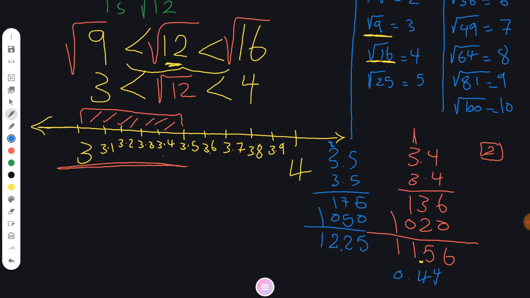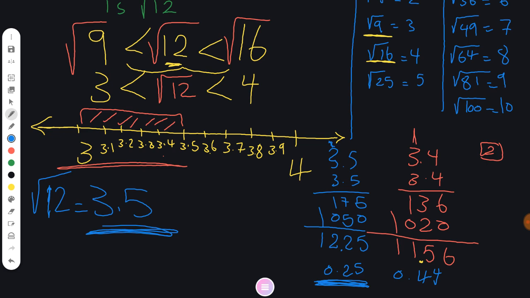Okay, and here is 0.25. So this is very near to 12. The answer here I can write as not only between 3 and 4, but as 3.5. I can write it as an estimate. So the square root of 12 can be written as an estimated number, rounded to the nearest tenth, which is 3.5. So I can represent the irrational number as a decimal number.